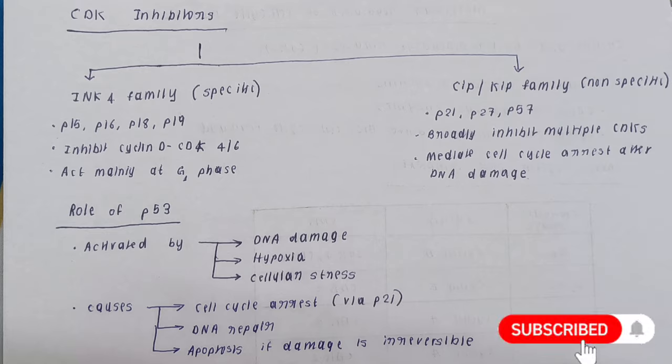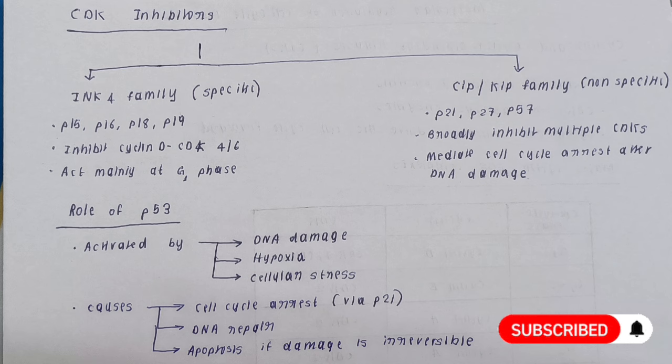So under specific, P15, P16, P18 and P19 come. Now again, what is P? They haven't given any specific names for these. P is nothing but protein, and the number basically indicates the weight of that protein. So P15 means protein of 15 kilodalton. P16 is protein of 16 kilodalton. P53 is protein of 53 kilodalton. It's that simple.